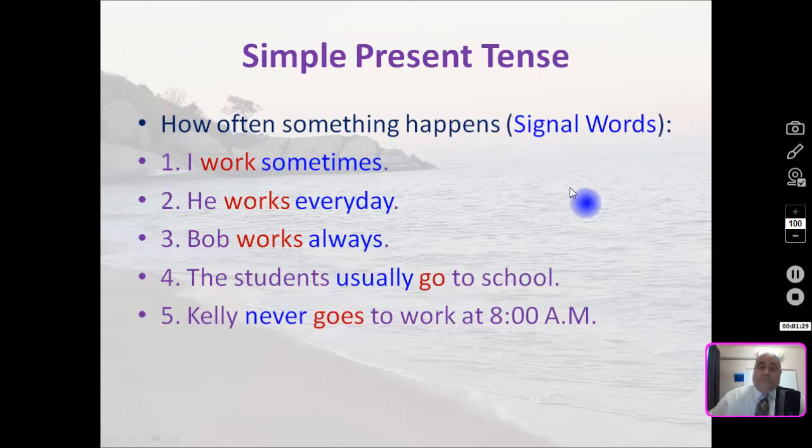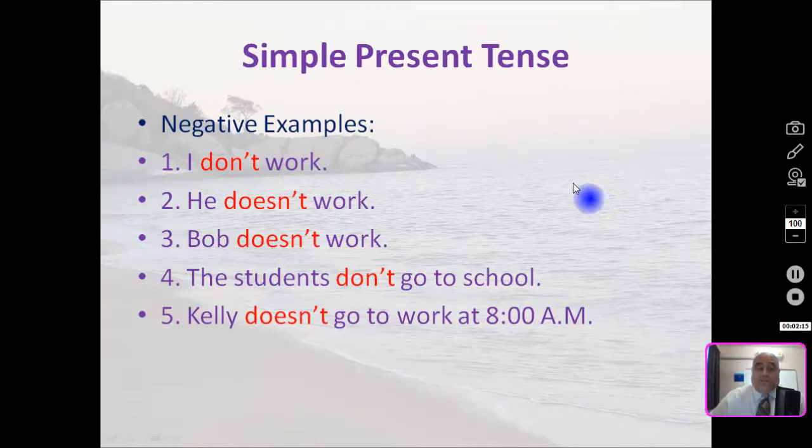We also sometimes have signal words that tell how often. Here's some examples. Number 1, I work sometimes. Number 2, he works every day. Number 3, Bob works always. Number 4, the students usually go to school. And number 5, Kelly never goes to work at 8 a.m. So these are examples of simple present tense sentences with signal words that tell how often something happens.